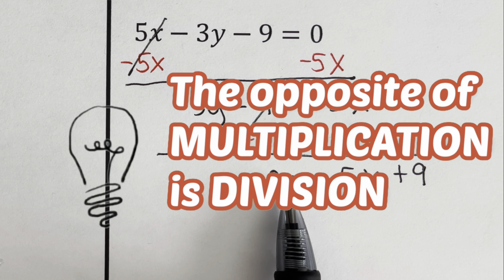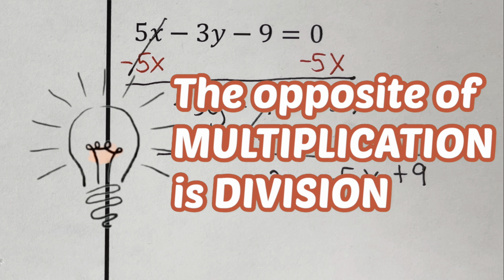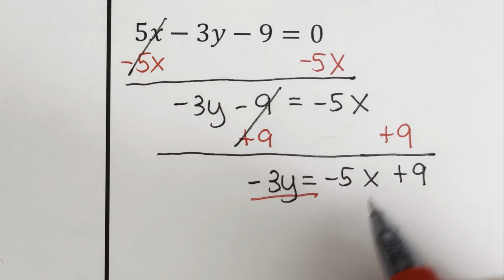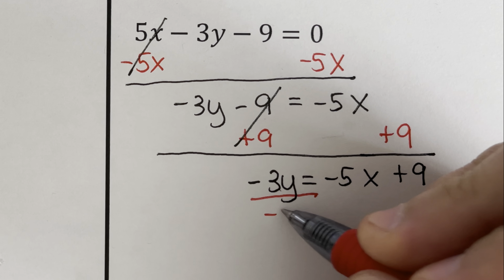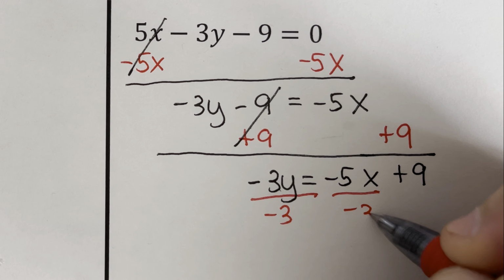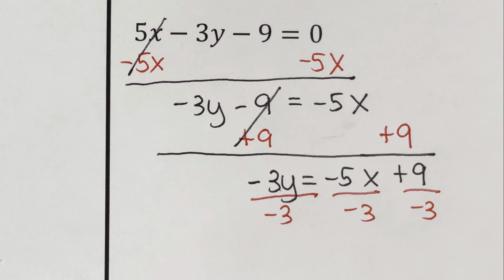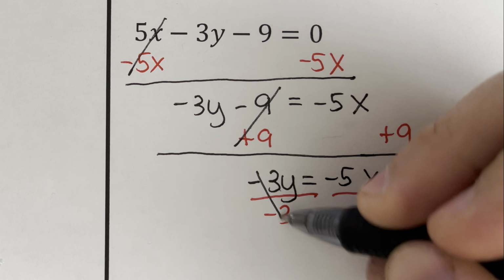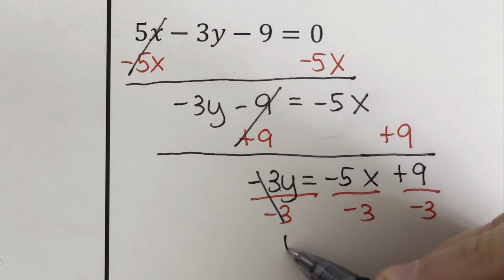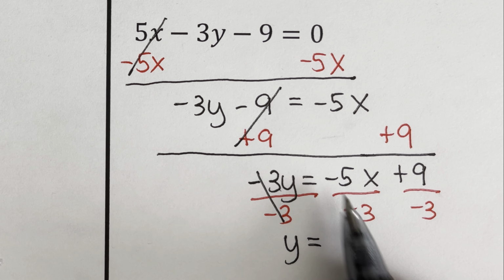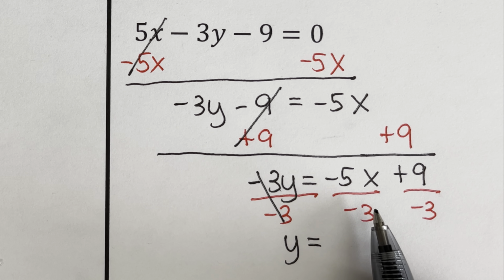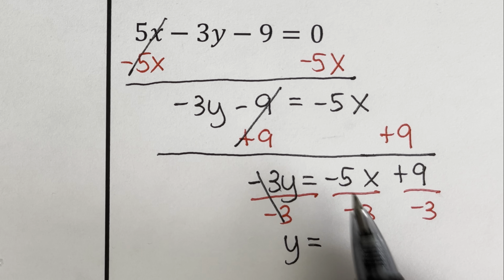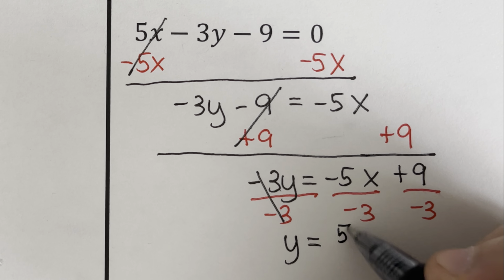We remember that the opposite of multiplication is division. So we divide both sides by -3: divide this by -3, divide this by -3. Then we are left with -3 divided by -3. We can cross that out. That becomes a 1, and that is y equals. Negative divided by a negative is a positive, so that is 5 divided by 3. 3 doesn't go into 5, so I can just keep that as 5/3.